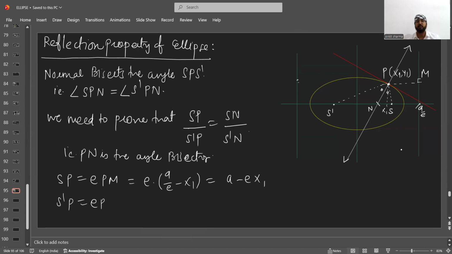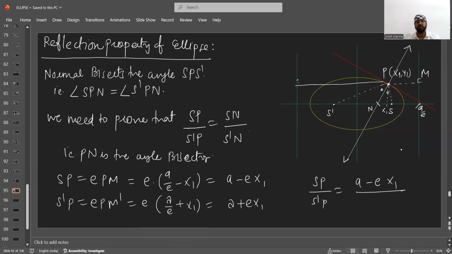That means I need this point here. So PM' would give me e times, this time I have to add x1, because this is a/e and x1 is being added. So a + e·x1. That means we have found SP/S'P. So SP/S'P is simply (a − e·x1)/(a + e·x1). I'll call this result 1.